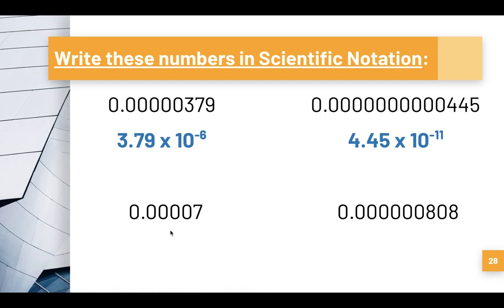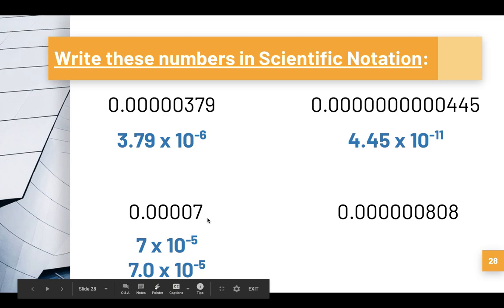So this one we're going to move to after the 7. And we moved it 1, 2, 3, 4, 5 places. So 7, you could say 7.0, or you can just say 7. So 7 times 10 to the negative 5th, because we moved it 5 places. Or you could say 7.0 times 10 to the negative 5th.